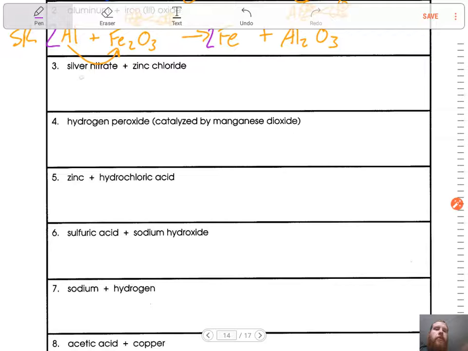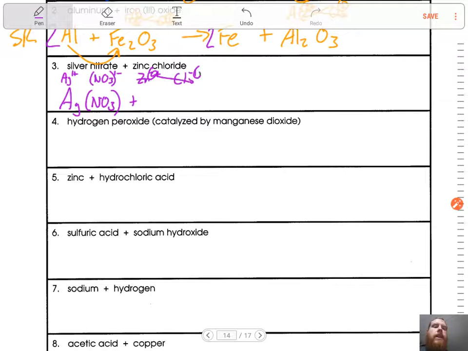Number 3, silver nitrate. So I've got Ag. That's a 1 plus charge. Nitrate. Oh, it ends in ate. That T sound. So it's a polyatomic. I'm going to look at my polyatomic list. That's 1 minus. So that's going to be AgNO3. All right, plus zinc chloride. So zinc is 2 plus. Chloride, 1 minus.